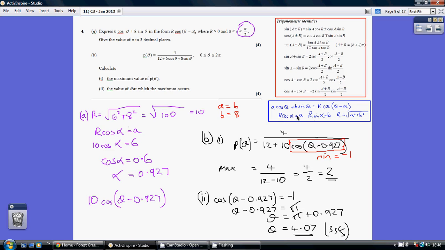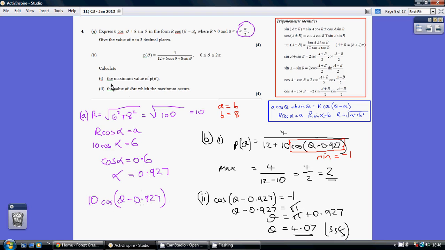Now to work out alpha, we can use either of these two. I've used R cos alpha equals A. Just worked out R to be 10. So 10 cos alpha equals 6, because our A is 6. Divide both sides by 10. Cos alpha equals 0.6. Get out our calculator and inverse cos in radians mode. Look, radians. So we get alpha being 0.927. So popping it into the form of R cos (theta minus alpha), we've got R being 10, alpha being 0.927, so 10 cos(theta minus 0.927).